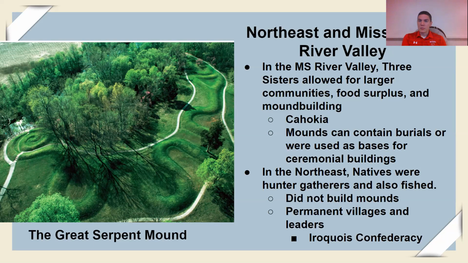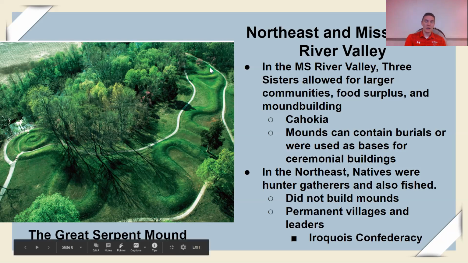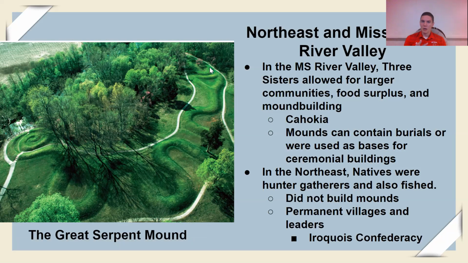So around the Mississippi River Valley, we see some communities are using agricultural practices like the Three Sisters farming to develop larger communities. And we also see a lot of mound building around this time period, around this area. One example is here, Cahokia. Cahokia is a very large civilization, not as large as the urban centers in South and Central America, but very large for North America. And we see these large mounds that are built that you can see really easily from the sky. Here is the Great Serpent Mound in Cahokia.